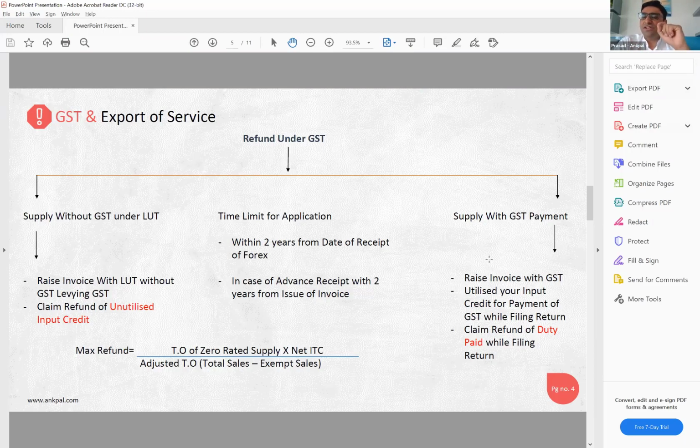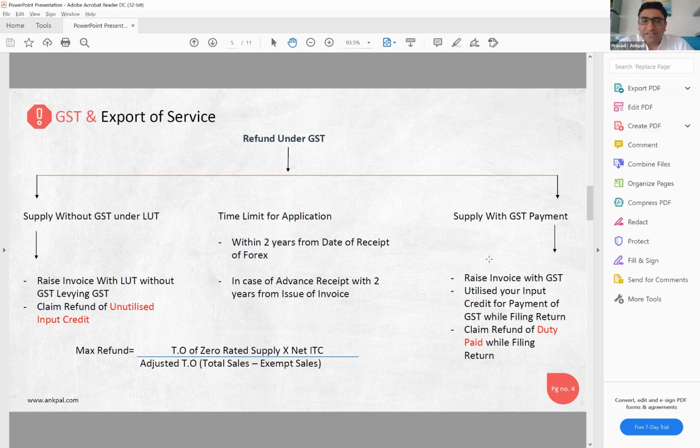So here the 80,000 is not my actual cash outflow. It is the credit I am utilizing over here, right? And in that case, I can claim the refund of 80,000 which I have utilized to make the payment of IGST. So these are the two cases: one is with payment of GST, second is without payment of GST. And yes, there is a time limit within which you have to make an application, that is within 2 years from the date of receipt of the Forex. So within 2 years from receipt of your BRC, you can apply for it.